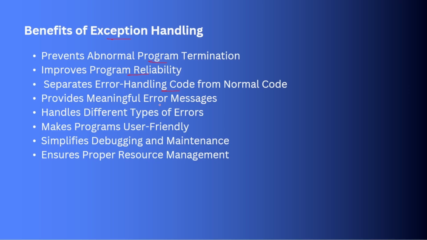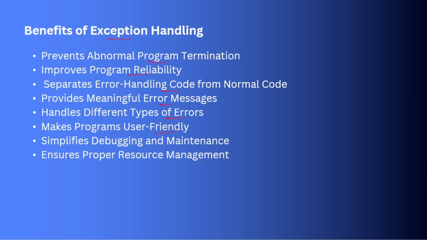Then it provides meaningful error messages. Instead of displaying complex Python error messages, programmers can display simple and meaningful messages that are easier for the user to understand. We can give our own messages, or we can use messages given by Python by using the second argument. Then it handles different types of errors. Python allows different exceptions to be handled separately using multiple except blocks. This enables the program to respond appropriately to different error conditions. That is why we have read why we have multiple exceptions. It makes the program user friendly. The user receives clear instructions and messages when an error occurs.